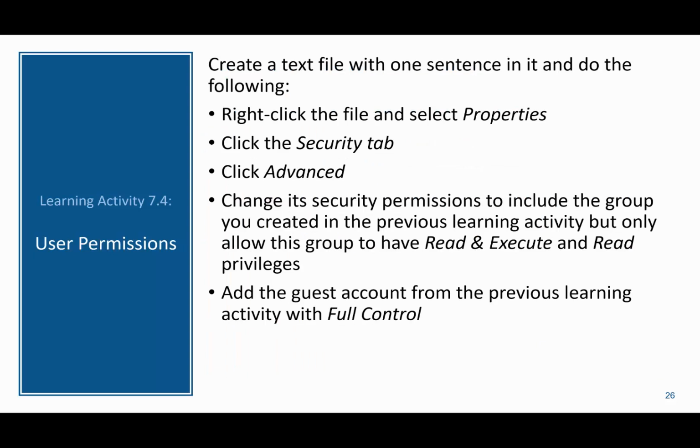What I want you to do is create a text file with 1 sentence in it, and then do the following. Right-click on the file, select Properties, then go to the Security tab and click Advanced. Change its security permissions to include the group you created in the previous learning activity, but only allow this group to have read and execute and read privileges, and then add the guest account from the previous learning activity with full control. Go ahead and do this on your own. Pause the video and then come back to compare your answer.